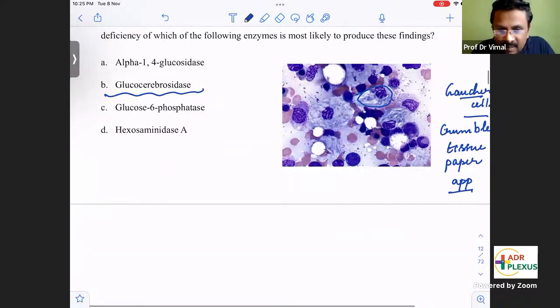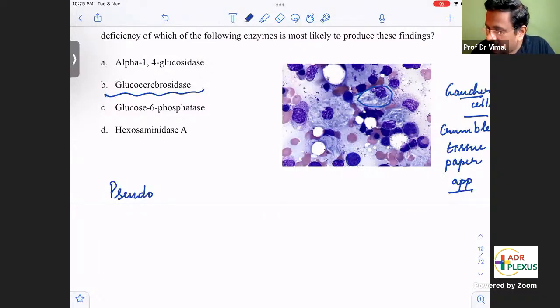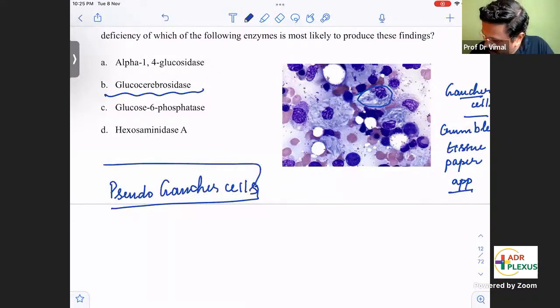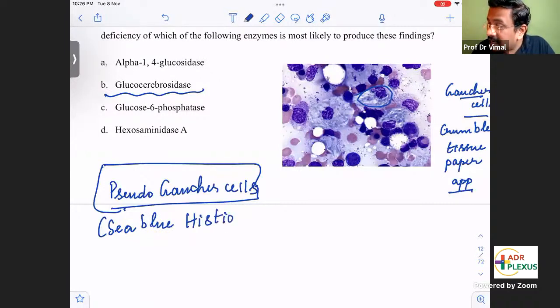Glucocerebrosidase. In this context, you also have to remember what pseudo Gaucher cells are. The other name for pseudo Gaucher cells is sea blue histiocytes. In which conditions will you see pseudo Gaucher cells? These are conditions where the cells mimic Gaucher cells.